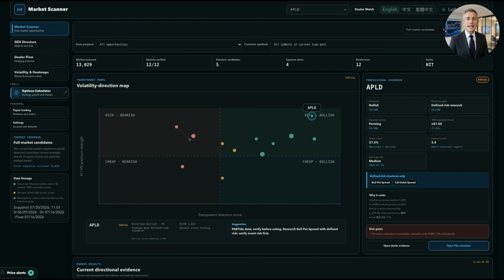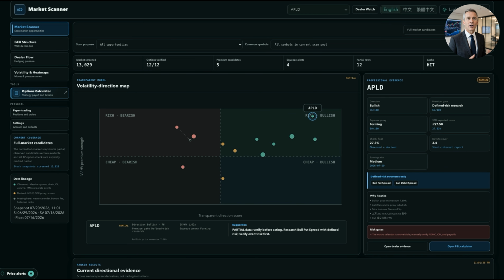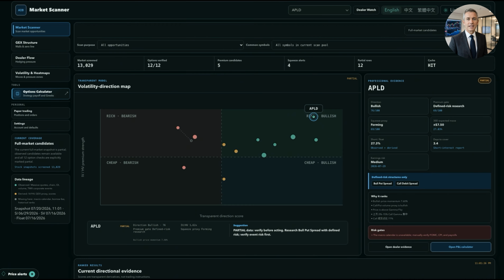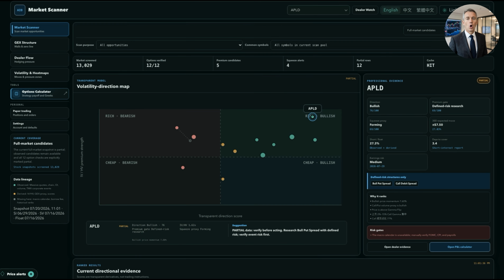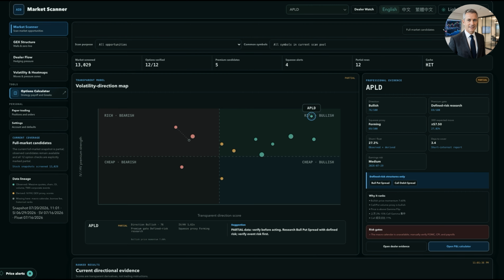Finally, review why it made the list and which risk gates are active. If the screen flags negative gamma, too much zero-day exposure, wide spreads, or weak data coverage, do not size up aggressively and do not sell naked options. After confirming the setup, open the dealer evidence screens or go directly to strategy payoff analysis.